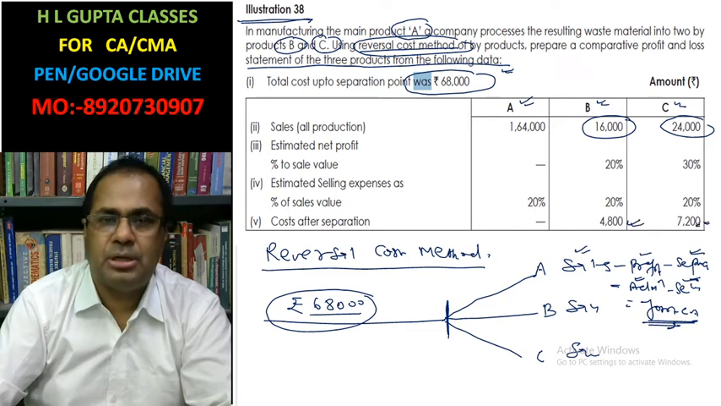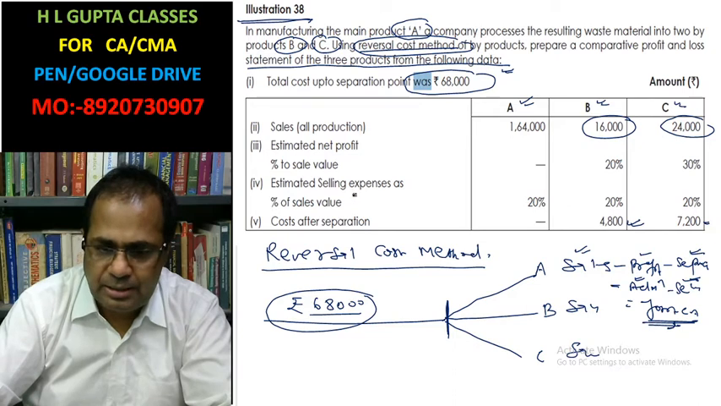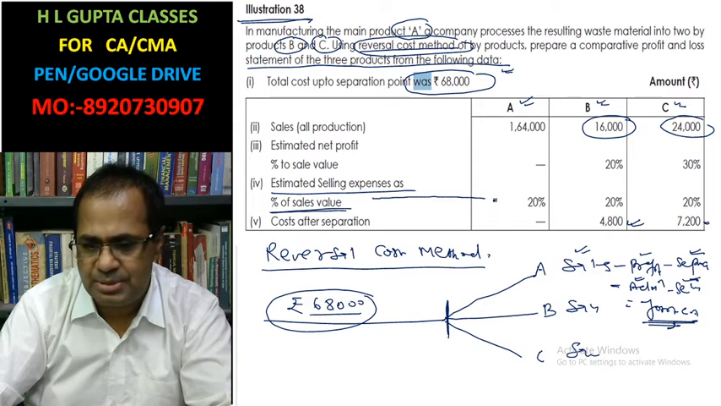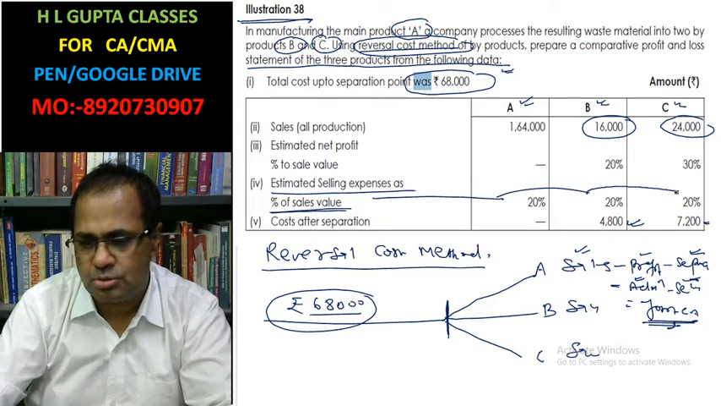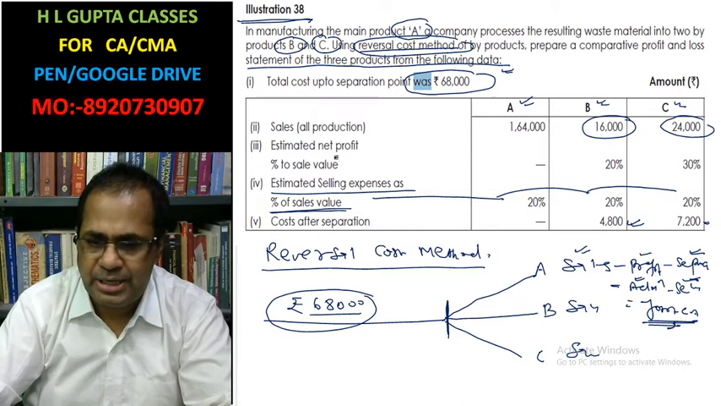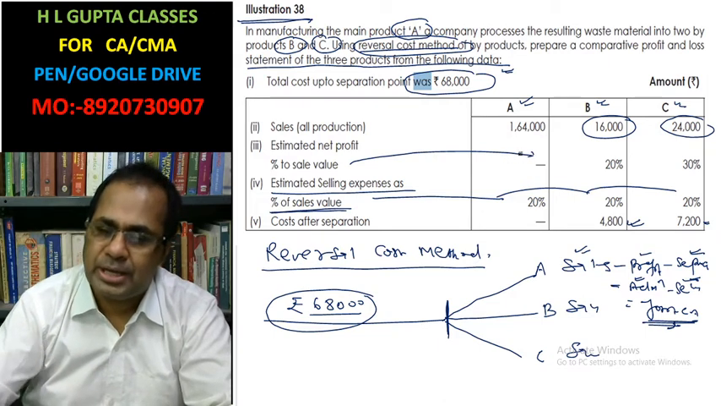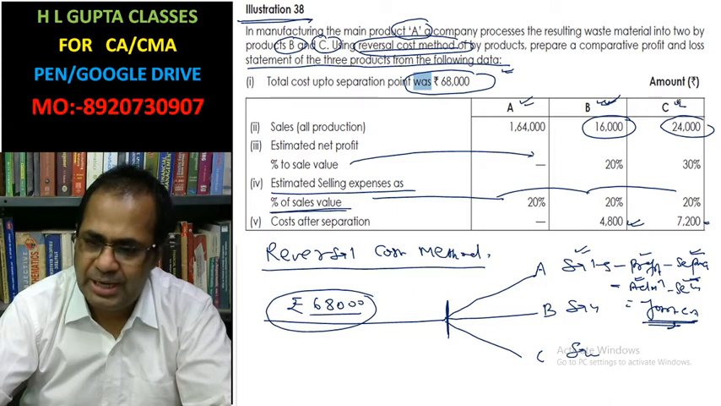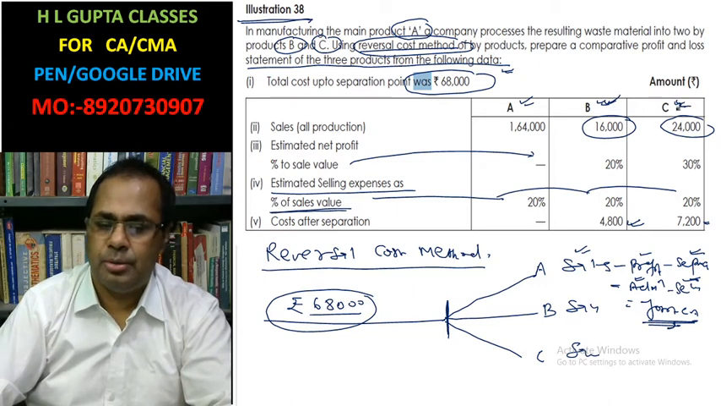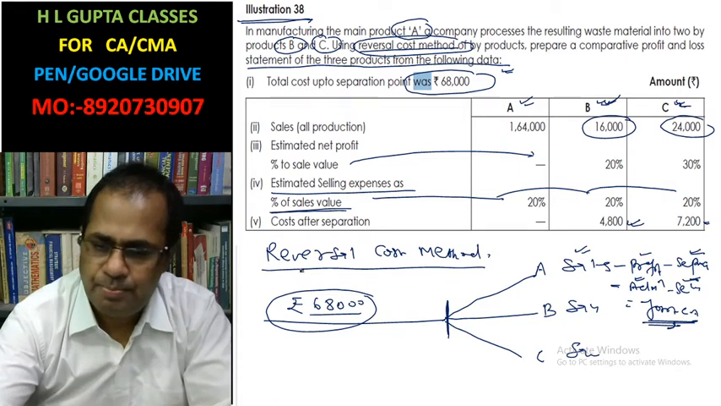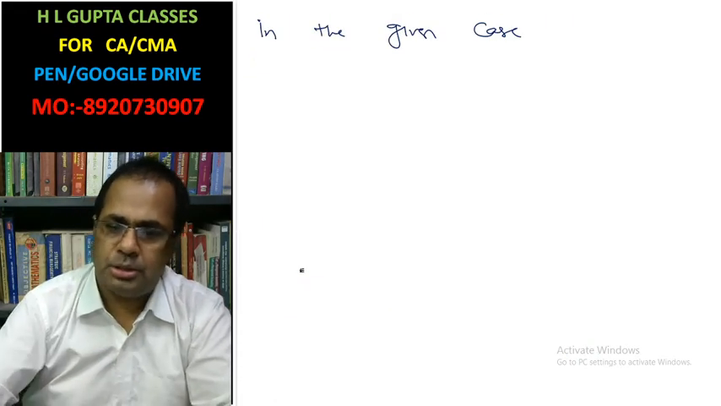This is the estimated selling expenses as a percentage of sales. Selling expenses is given as a percentage of sales, so this can also be calculated. Estimated net profit as a percentage of sales is also given here. On the basis of these, you can calculate the joint cost of B and C. Administrative cost is not given here.